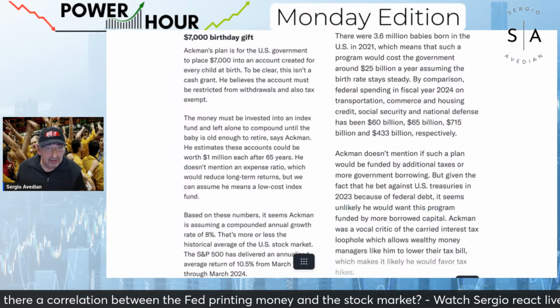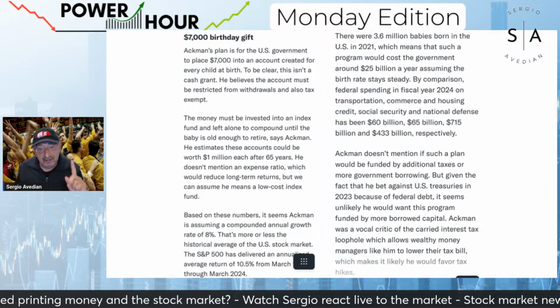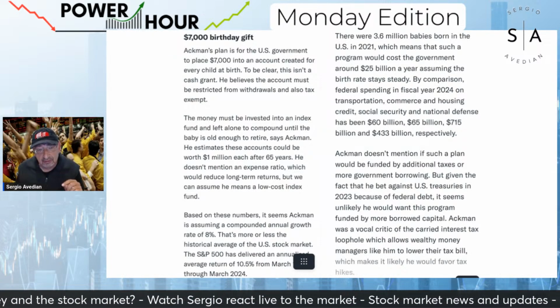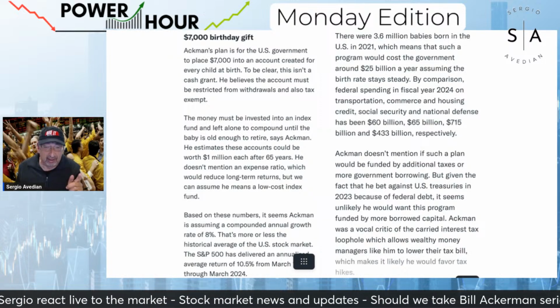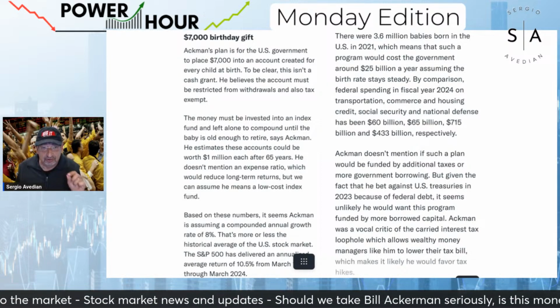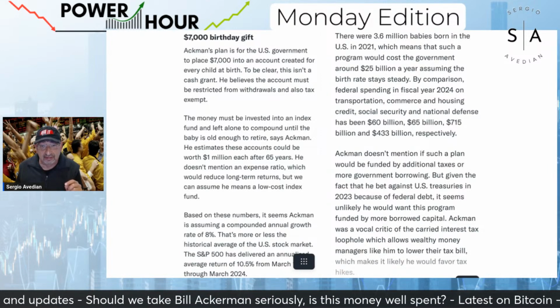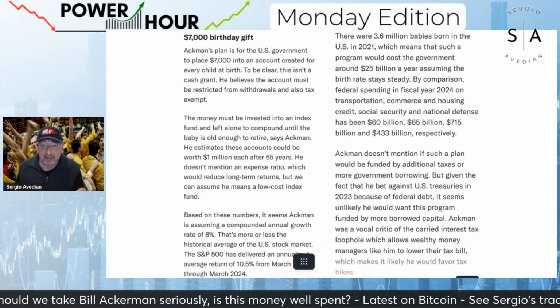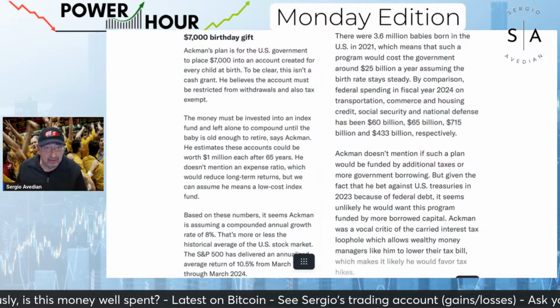Okay, it's a $7,000 birthday gift. His idea is that the $7,000 birthday gift is not going to be touched ever. Well, not until they reach officially retirement age, which is 65 years. And it's going to be invested in the S&P 500 index. Okay, that's it. Now look at the power of compounding.